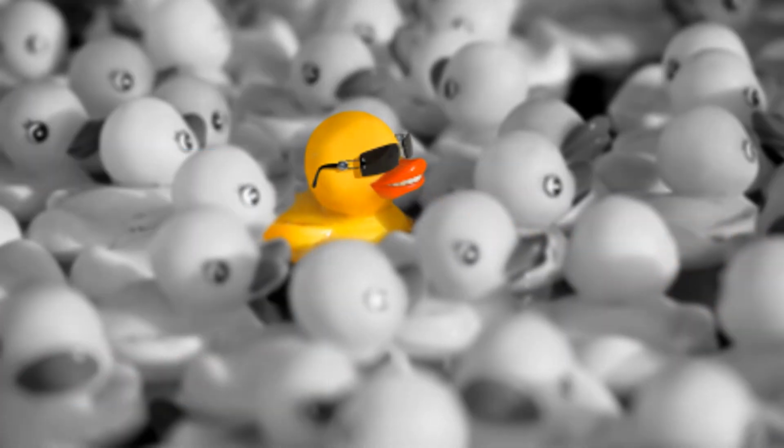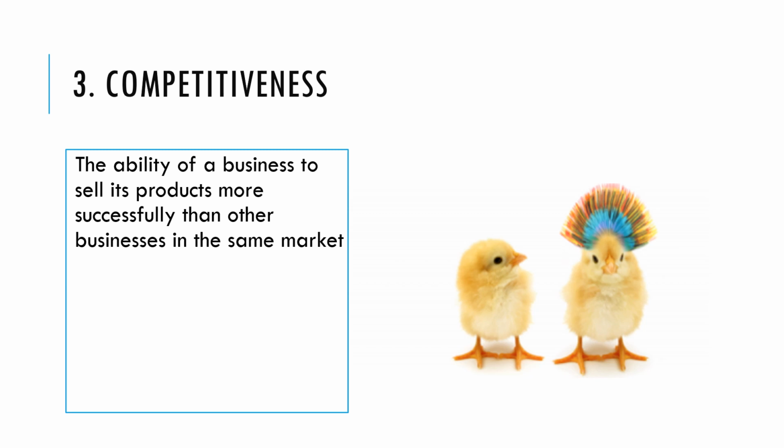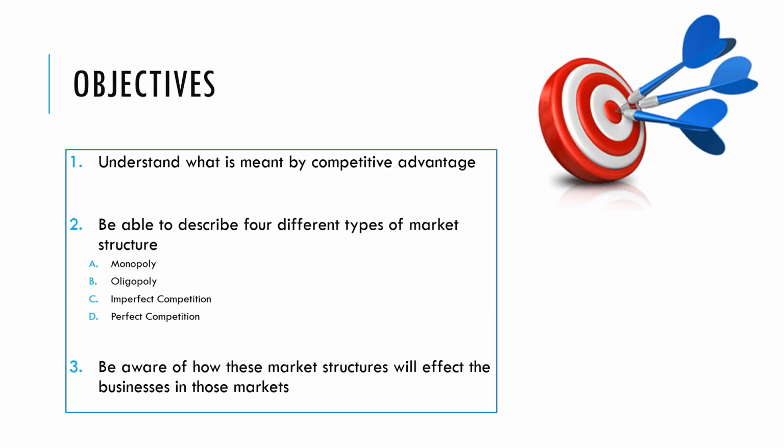Our third definition is competitiveness. Competitiveness is the ability of a business to sell its products more successfully than other businesses in the same market, and maybe comes about because it has a competitive advantage. Usually competitiveness is determined by price or the quality of the product or service. So we looked at what is meant by competitive advantage in a few key terms. Now let's move on to look at these 4 different market structures.